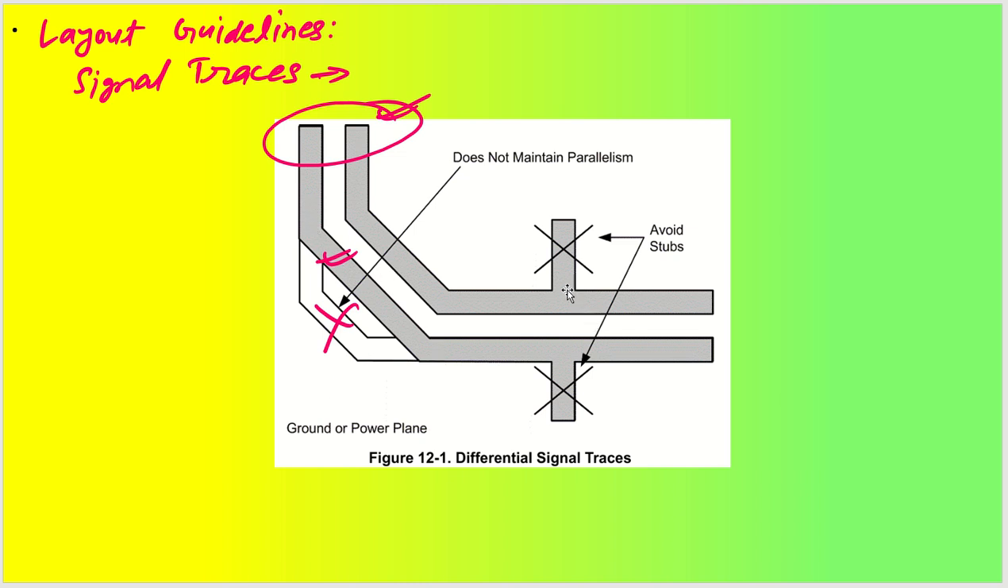At the same time, there should not be any stub or something coming outside, so it must be removed. This is also to be removed. This is the way you can maintain a parallel line. This is also called differential signal traces.